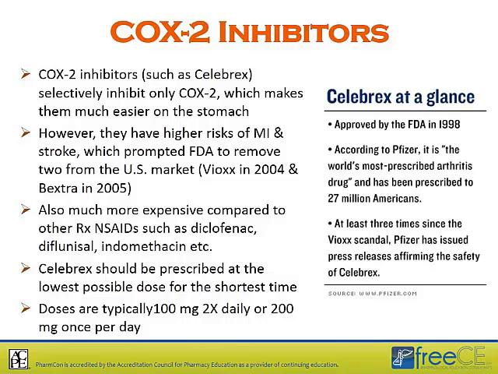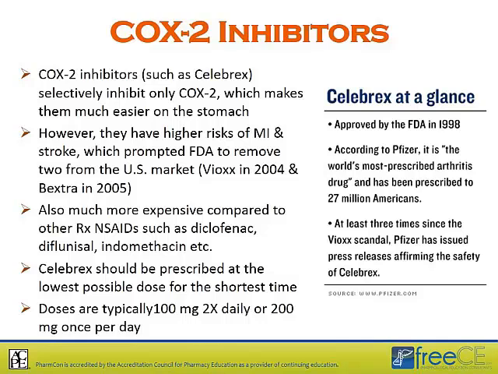COX-2 inhibitors are also much more expensive compared to other prescription NSAIDs, such as diclofenac, diflunisal, and indomethacin. Celebrex should be prescribed at the lowest possible dose for the shortest time due to its side effects and increased risk of heart attack. Doses are typically 100 milligrams 2 times daily, or sometimes 200 milligrams all at once. Daily dose should not exceed 400 milligrams at the extreme end of things.